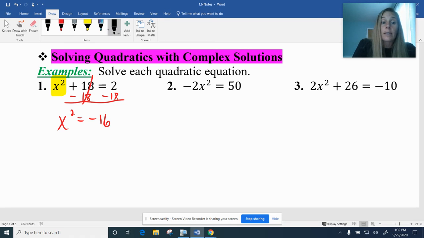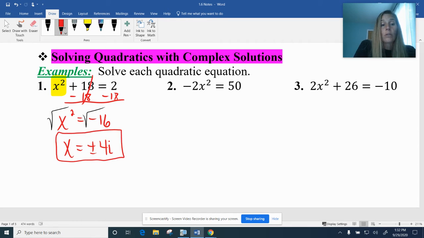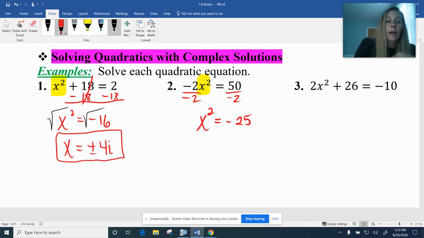Once the variable is isolated, because it's squared, to undo that exponent we need to square root it. So that gives us x equals positive or negative square root of 16, which breaks down into a 4, but because we have the negative on my 16, I also need to put that i on my answer, as I showed you earlier on this page. Okay, number 2, also going to get an x squared by itself here by dividing both sides by -2. That gives me x squared equals -25.